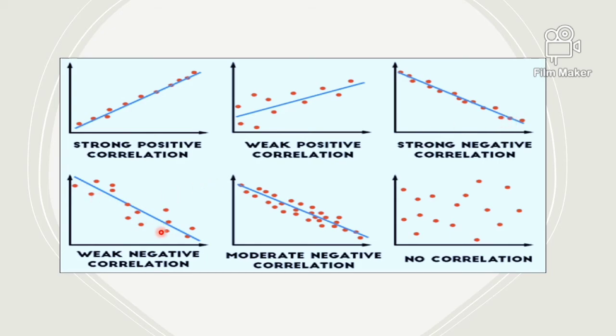So this is what you call weak negative correlation. The other one is moderate negative, and no correlation, so it's scattered. It means there is no relationship. So the value will be negative.